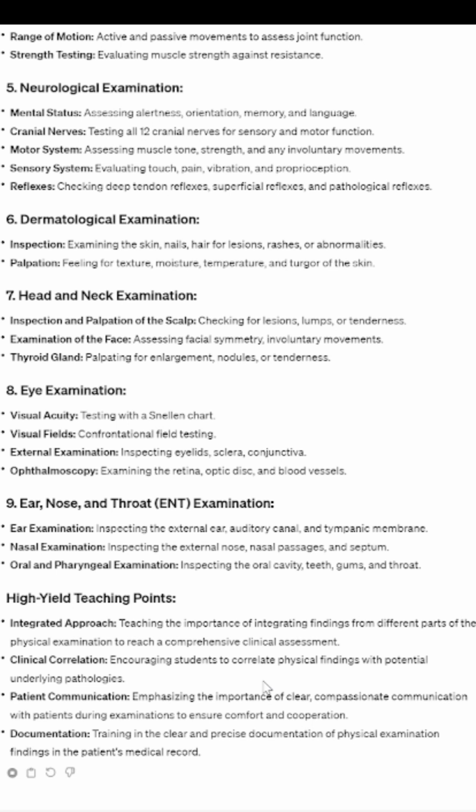Documentation: training in the clear and precise documentation of physical examination findings in the patient's medical record.